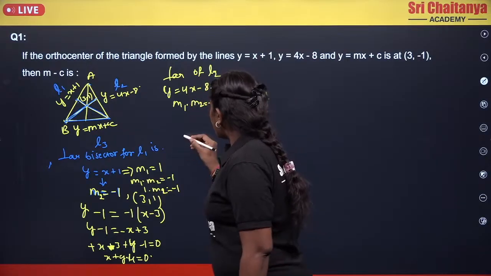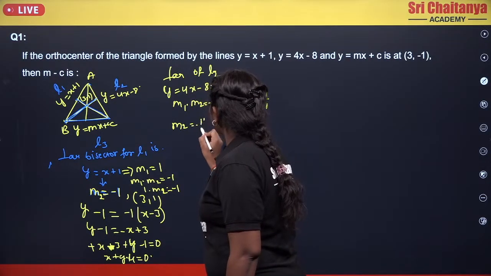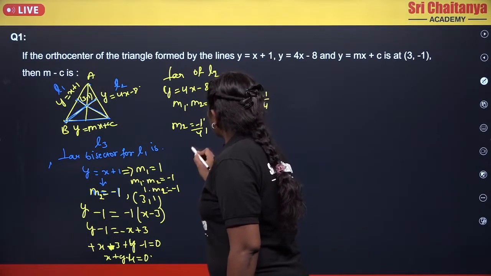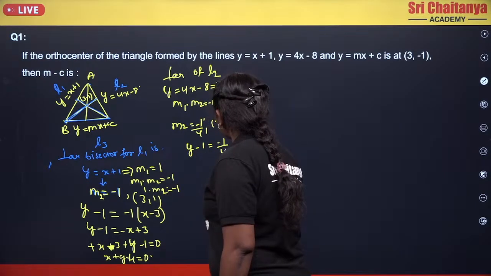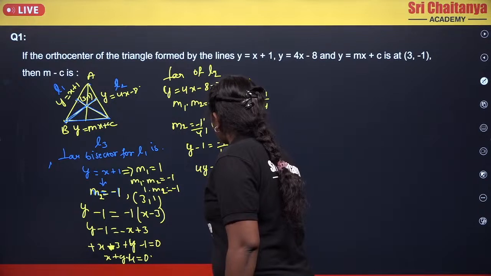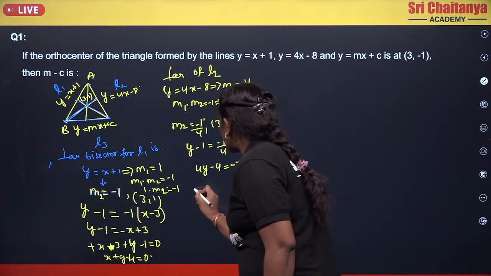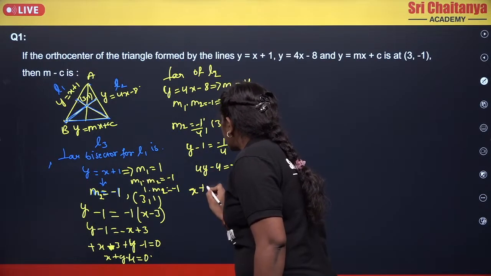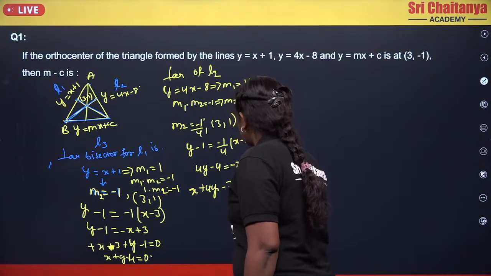Now the perpendicular to L2 will have m2 equals minus 1 by 4, and the point is (3, 1). So that becomes y minus 1 equals minus 1 by 4 into (x minus 3). That becomes 4y minus 4 equals minus x plus 3. So x plus 4y minus 3 minus 4, that is x plus 4y minus 7 equals 0.